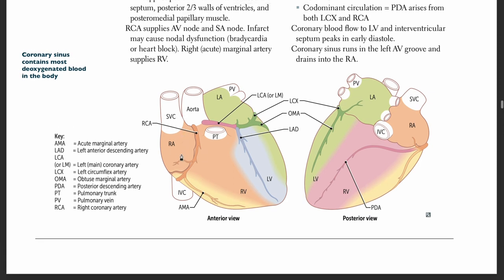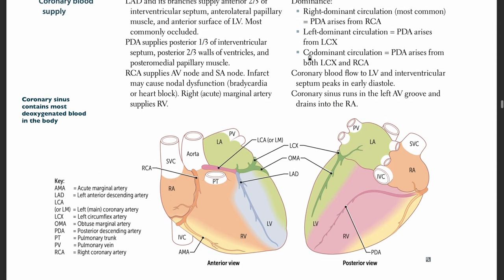So remember, right atrium has the right coronary artery, left atrium has the left coronary artery. Right atrium goes into the back and then turns into the posterior descending artery. Left coronary artery goes around the left atrium as the left circumflex artery, and then it could turn into the posterior descending artery. But RCA and PDA is the most common one. It could be that it's both of these, or it could be just the left.